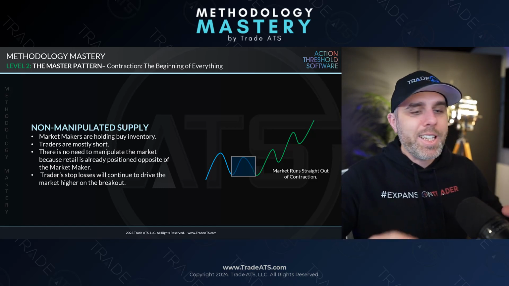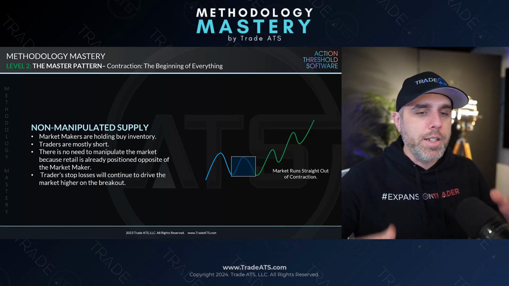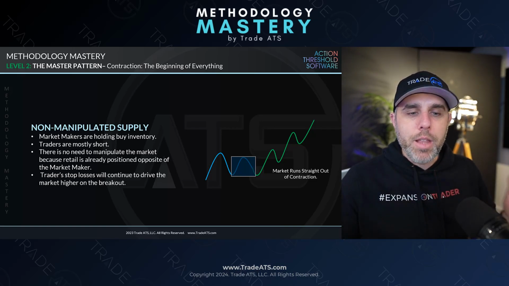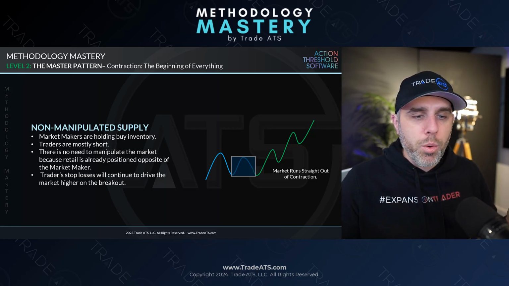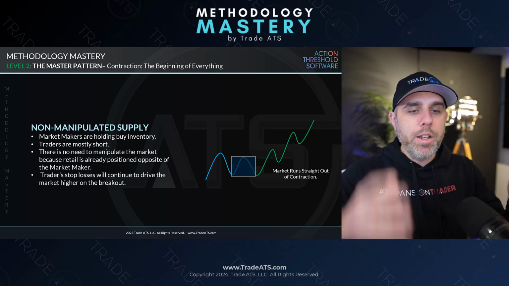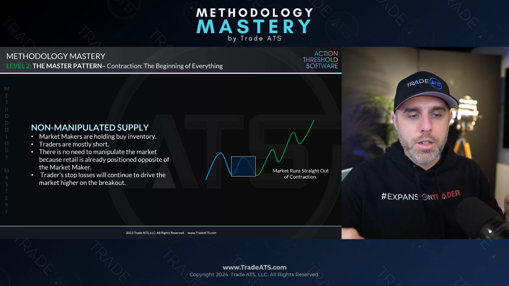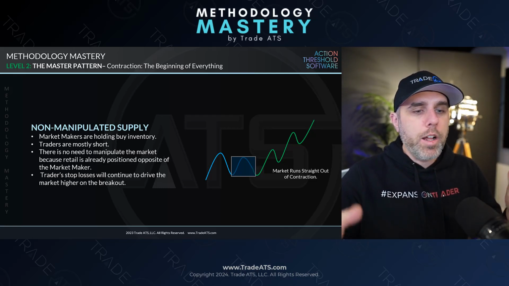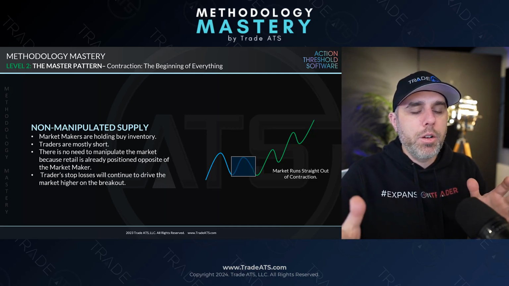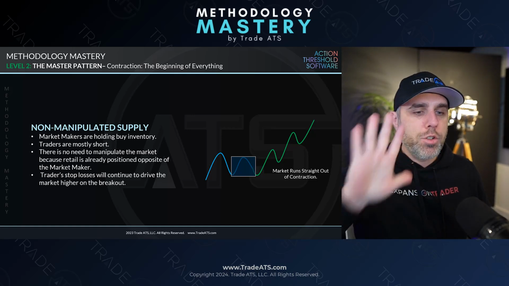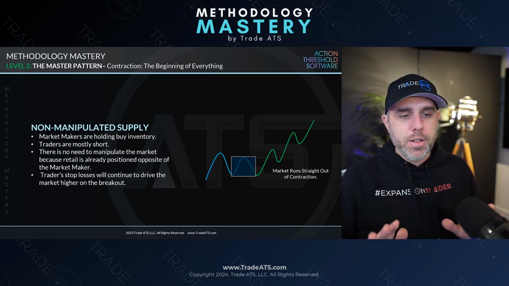Now, this can get very complicated if you try to dissect every little bit of this and try to work it out. Thankfully, that's what the whole master pattern methodology is for. We see contraction. We know if things are being manipulated because we see the multi-leg expansion. And we're not trying to call what's going to happen or predetermine. We're just trying to deal with what is happening, and we're putting that story together as it plays out.